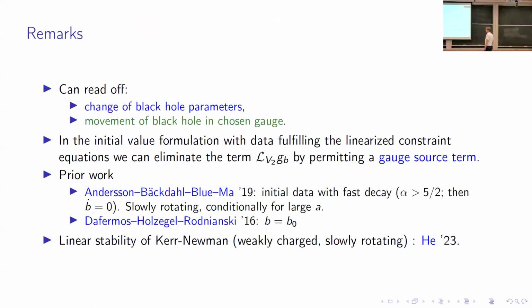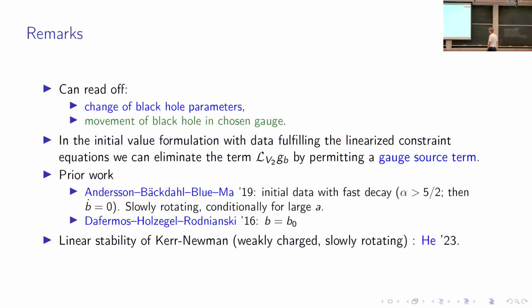So you can read off the change of the black hole parameters because of these linearized Kerr solutions. You can follow the movement of the black hole in the chosen gauge. One way to get rid of it is the following. You look at the version where you impose again the constraint equations and you fix the gauge. But it's not gauge equals 0; you permit the gauge source term, which is linked to this solution which appears. And then you can get the decay that you want with -1 minus alpha.